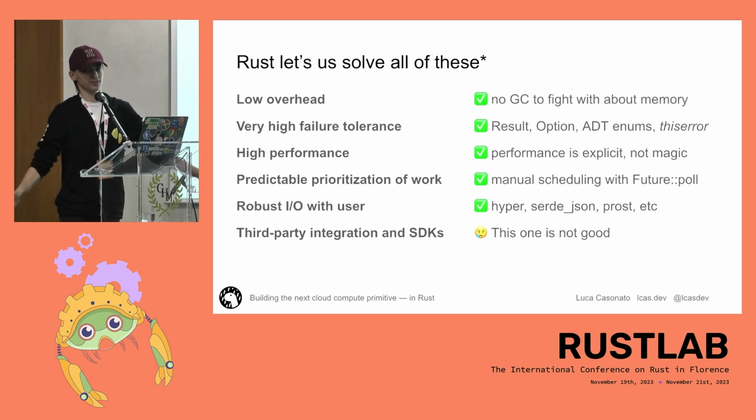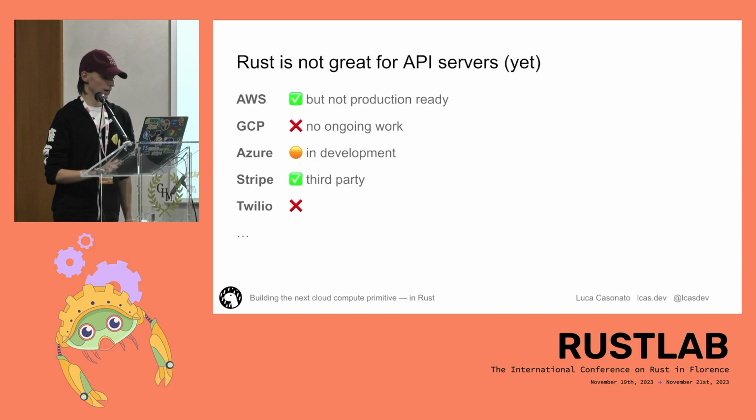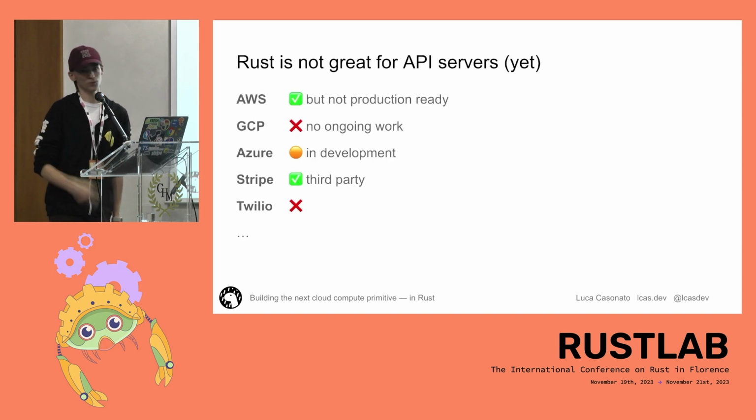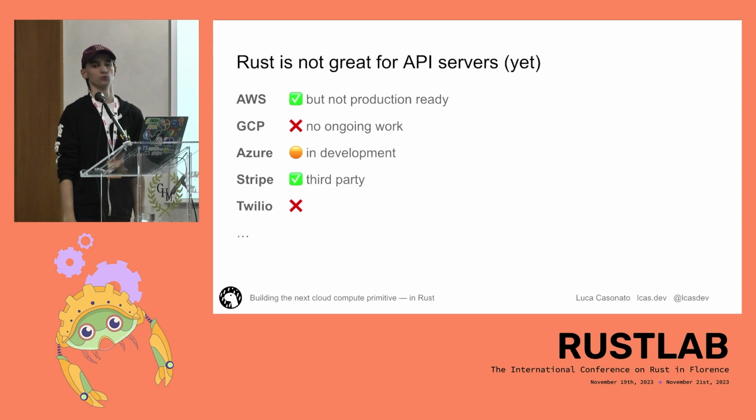There's one thing that kind of sucks right now in Rust, though, which is the story around third-party integrations and third-party SDKs. If you want to talk to AWS, there's an SDK, which is good. AWS has put a lot of effort into this, and I'm very happy they have. But it does not retry S3 uploads correctly, for example. And these are things that you run into very quickly when you're developing at our scale in production.